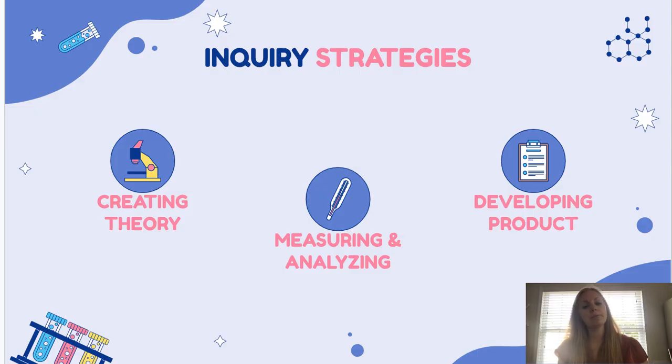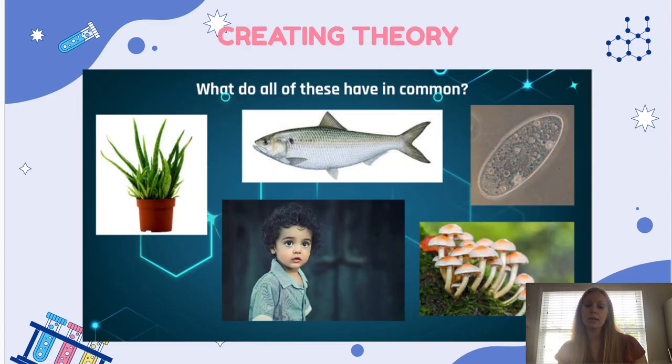So creating a theory, measuring and analyzing, and then developing a product. We're going to go through each one of these, and I'm giving you realistic examples of how I use them in the classroom. So creating a theory. This was at the very beginning of the year when we were talking about cells. I took a screenshot of my 5th grade slides, and I said, what do all of these have in common? I wanted them to know that it was a biotic factor rather than abiotic. And so they had to list out commonalities, but this is how I would start the lesson.